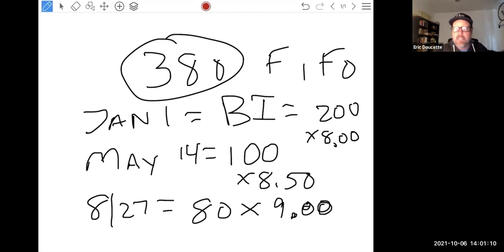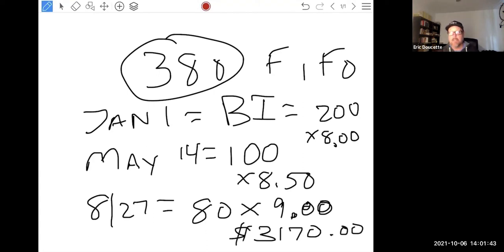Now, again, my chart already gives it to me. So I'm just going to go here and say that for those, beginning inventory was $1,600 worth. And then I'm going to add that to that 850. That is my May 14th 100 units that I put in. So that equals 2450. And then I'm going to add that to 80 times $9 equals 3170. So if I use the LIFO method, last in, first out, my remaining inventory of 300 units is a dollar value of 3170.